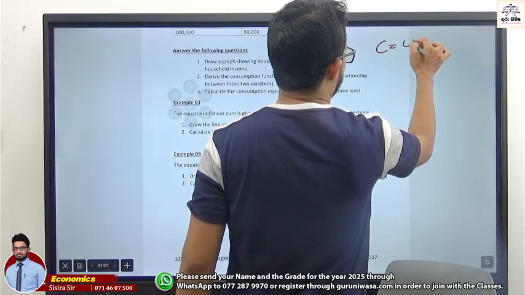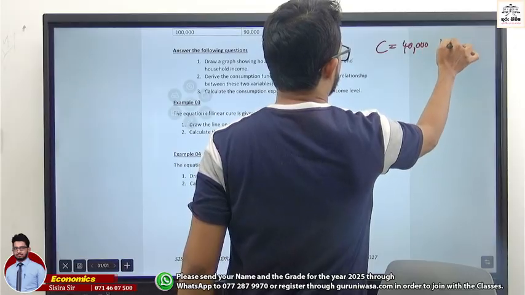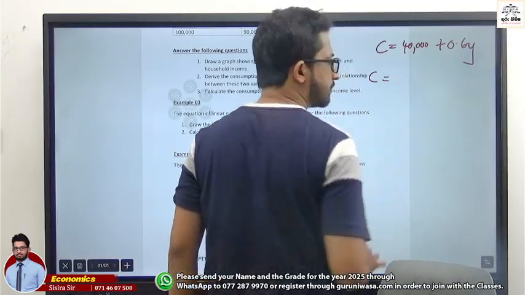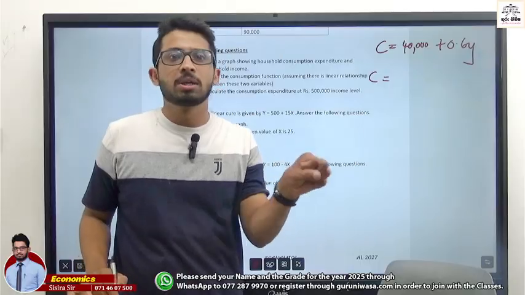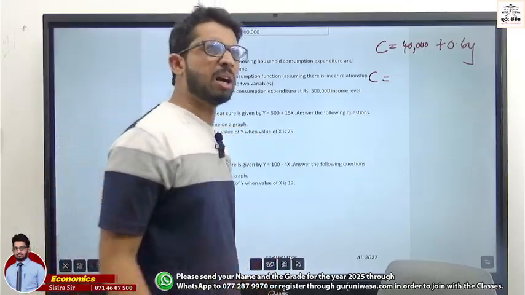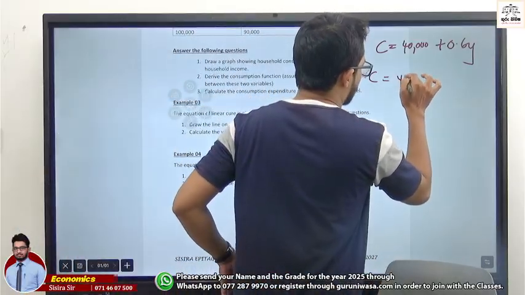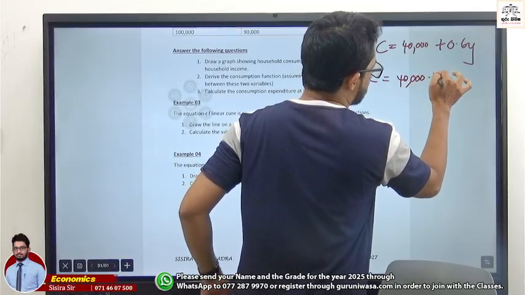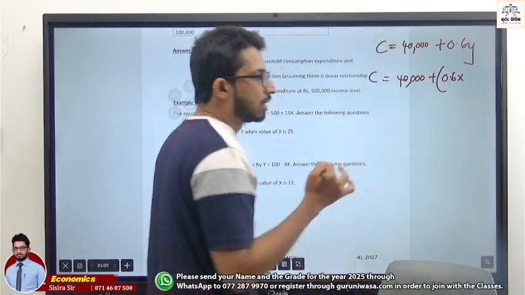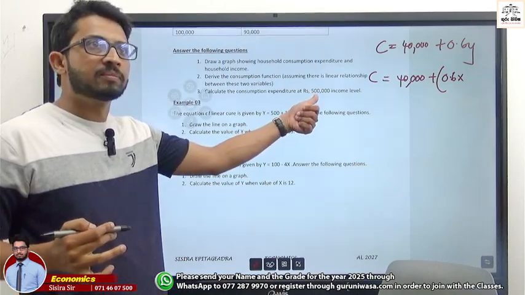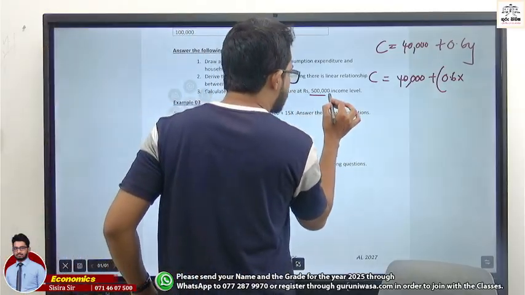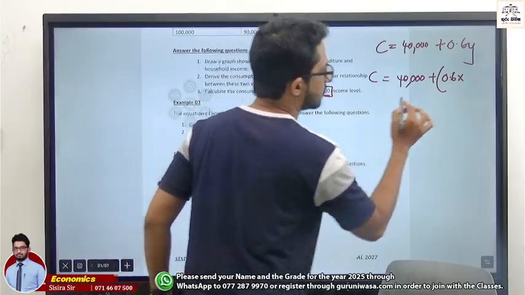C equals 40,000 plus 0.6y. Very simple, lamai. Now we need to calculate consumption expenditure, how much households spend on goods and services. Monthly expenditure equals 40,000 plus 0.6 into the given y. You are asked to calculate consumption expenditure at 500,000 income level.